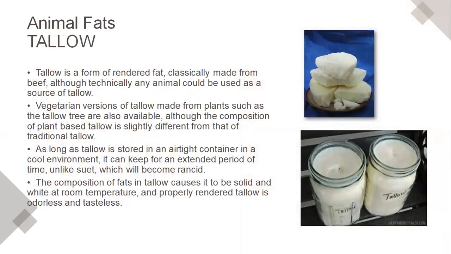Next, we will move to tallow. Tallow is a form of rendered fat, classically made from beef, although technically any animal could be used as a source of tallow. Vegetarian versions of tallow made from plants such as the tallow tree are also available, although the composition of plant-based tallow is slightly different from that of traditional tallow, because again the fatty acids will be different.